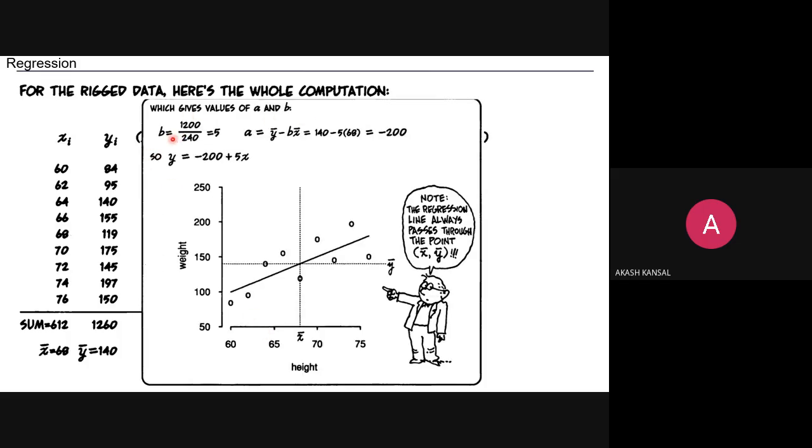So what it will give is the b value will be 1200 by 240, so it will be 5, and the a value will be minus 200. If you substitute those values, you will get a line which is minus 200 plus 5x. If you plot that line, you will get this graph. These dots are the actual values, and this is the fitted line. Also, your fitted line will always pass through x bar and y bar, which are your means.